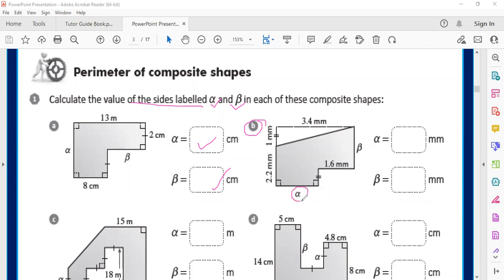So how do I find alpha here? Study this picture carefully. How do I find my alpha? How do I find this? Very good. See that? You have the answer. Can you tell how you got the answer? What did you do? Guys, did you get alpha? What is the value for alpha?